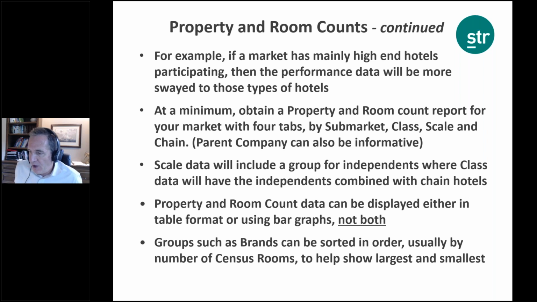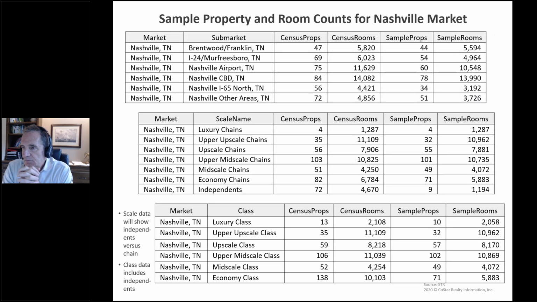Groups such as brands or parent companies could be sorted in order, usually by number of census rooms. So you see what the largest brands are or what the largest representation by parent company is as well. But turn it around so you're going to sort by largest to smallest if you do sort these in order.